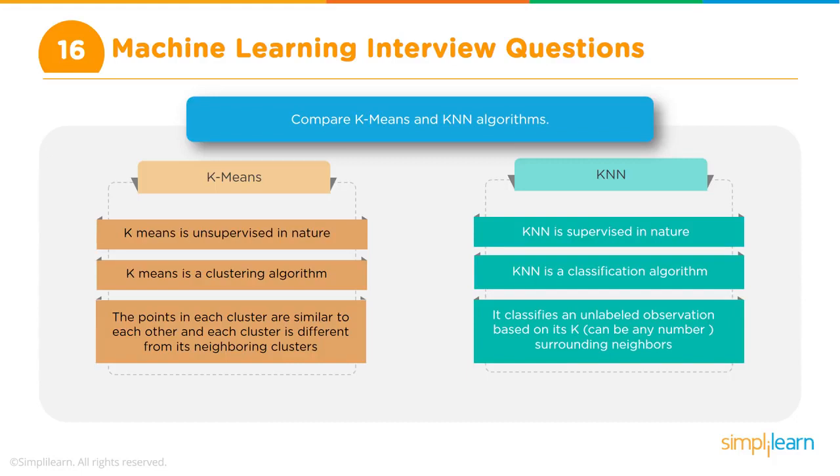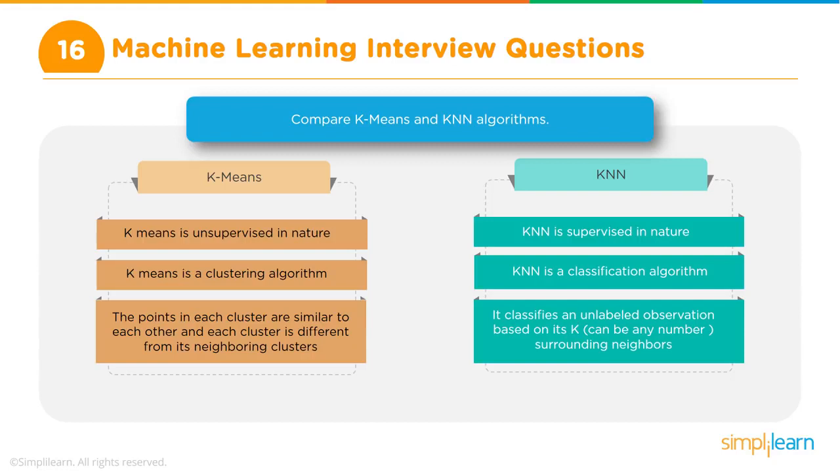But it is possible that they may be from 2 or 3 different classes. Let's say they are from 2 classes. Usually you assign an odd number to K. So if there are 3 of them and 2 belong to one class and 1 belongs to another class, this new object is assigned to the class to which the 2 of them belong.